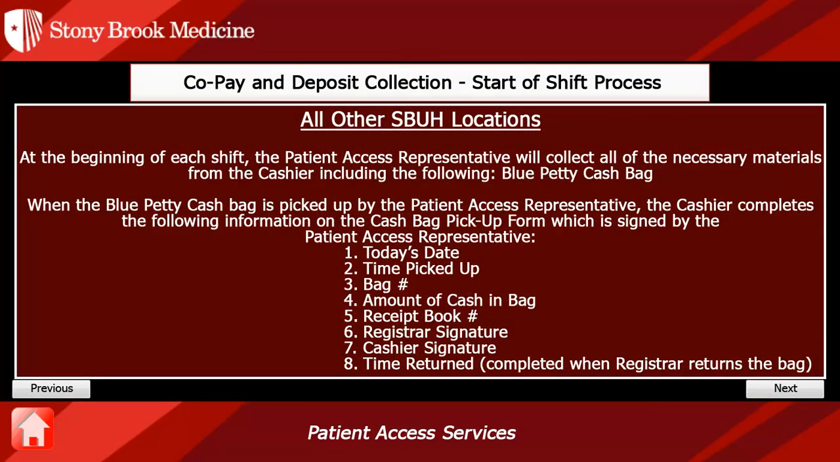Copay and deposit collection start of shift process, all other Stony Brook University Hospital locations. At the beginning of each shift, the patient access representative will collect all of the necessary materials from the cashier, including the following: blue petty cash bag. When the blue petty cash bag is picked up by the patient access representative, the cashier completes the following information on the cash bag pickup form, which is signed by the patient access representative: today's date, time picked up, bag number, amount of cash in bag, receipt book number, registrar signature, cashier signature, and the time returned is completed when the registrar returns the bag.